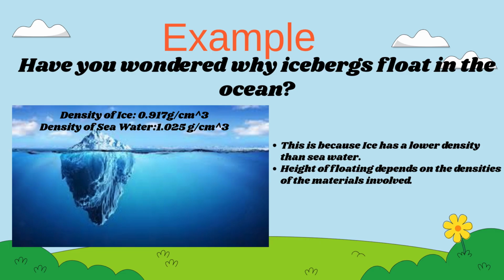In our textbook, we had an example: have you ever wondered why icebergs float in the ocean? The reason for this is because ice has a lower density than seawater. If you see on the right, I put the density of both the ice and the seawater. The ice is 0.917 grams per centimeter cubed, while the density of seawater is 1.25 grams per centimeter cubed. So the height of floating depends on the densities of the material involved. We're going to use this equation more at the end of the presentation to find the average density, so keep that in mind.